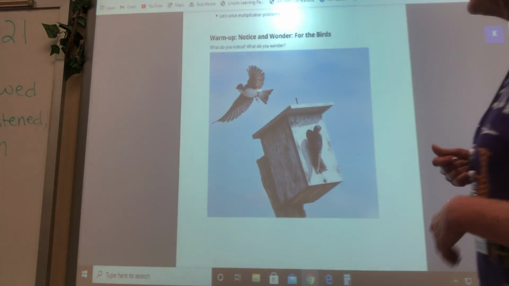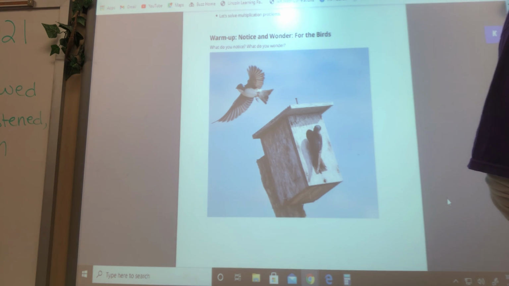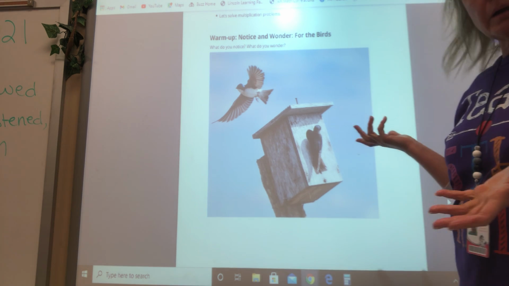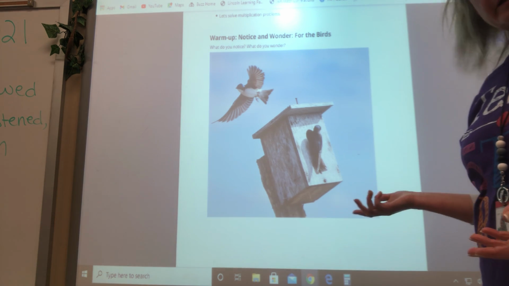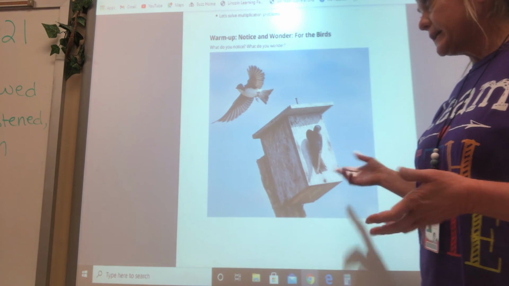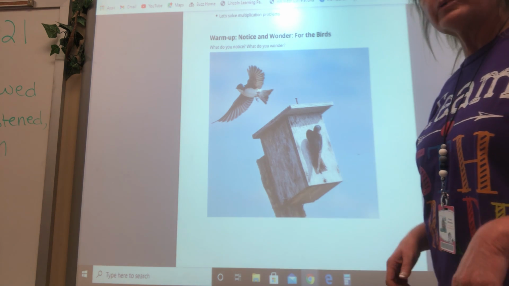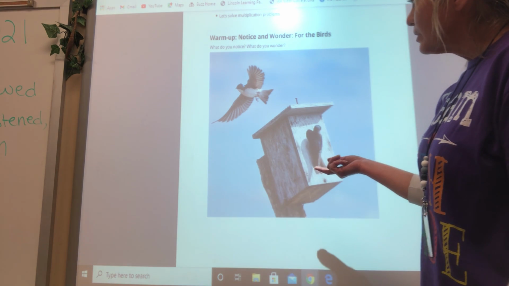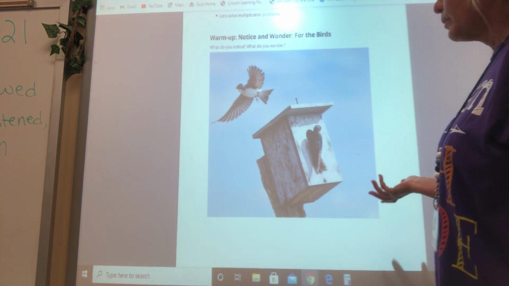All right, we are on lesson 9, and it shows us a picture of some birds and asks us to say, what do we notice and what do we wonder? I noticed that there's some birds, obviously, and that those birds are going in and out of a birdhouse. And I also noticed that this birdhouse is built like a rectangular prism. And we have used those before when we were finding volume. So I kind of wonder, how big is this birdhouse? Is it big enough for the birds?